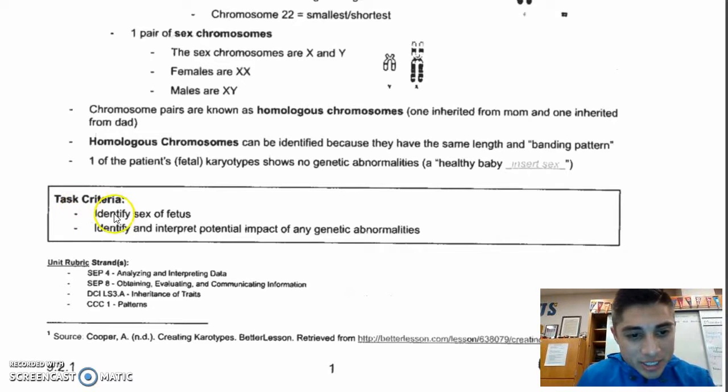And remember, your task criteria is to identify the sex of the fetus and identify and interpret the potential impact of any genetic abnormalities. This part right here we'll do on Monday, all right? And so hopefully we'll make sense of this on Monday, all right?